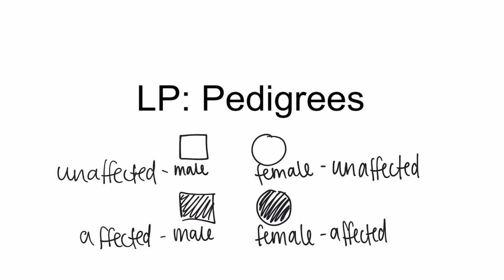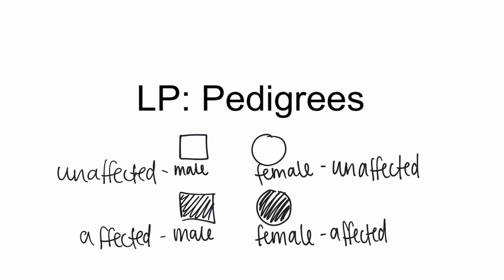When you look at a pedigree, it's a series of circles and squares that are either colored in or not. So I'm going to give you just a review of what these symbols mean. If you see a square, that means a male, and if you see a circle, that means a female. Now, if the circle is colored in, then that means that individual is affected. If the shape is not colored in, then that means that the individual does not express that trait.